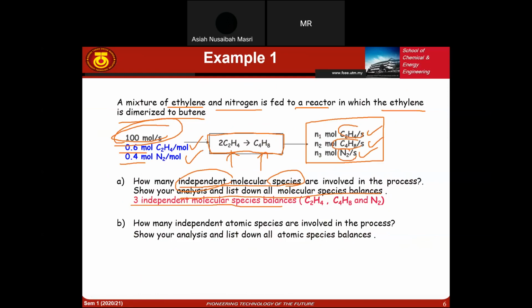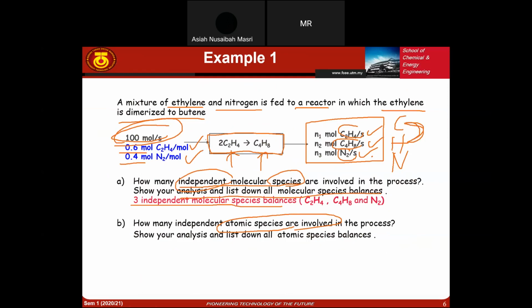But how many independent atomic species are involved in the process? This time, we will see the atomic balance. Because for molecular balance, no issue. Now we see the atomic balance. So here, notice nitrogen, we have no issue. For nitrogen, we can have one atomic balance. And then how about C and H? We have three atoms in total: C, H, and nitrogen. And no problem. But how about C and H? Do they have a relationship with each other?